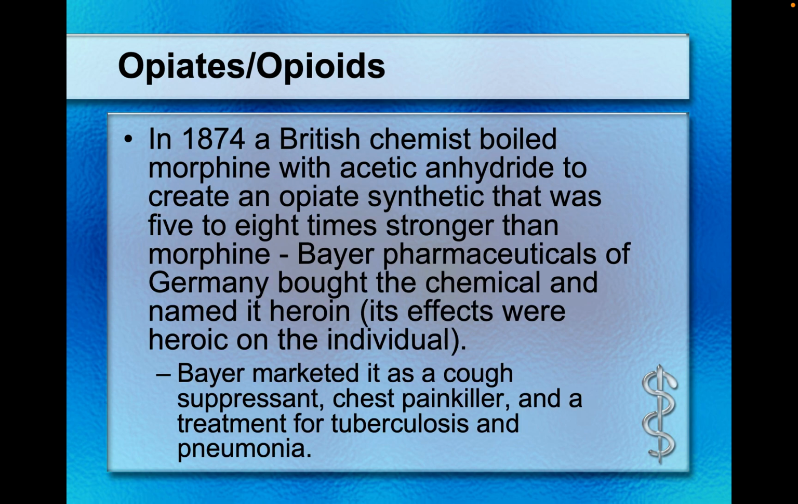In 1874, a British chemist boiled morphine with acetic anhydride to create an opiate synthetic that was 5 to 8 times stronger than morphine. Bayer Pharmaceuticals of Germany bought the chemical and named it heroin. Its effects were heroic on the individual. Bayer marketed it as a cough suppressant, chest painkiller, and a treatment for tuberculosis and pneumonia.